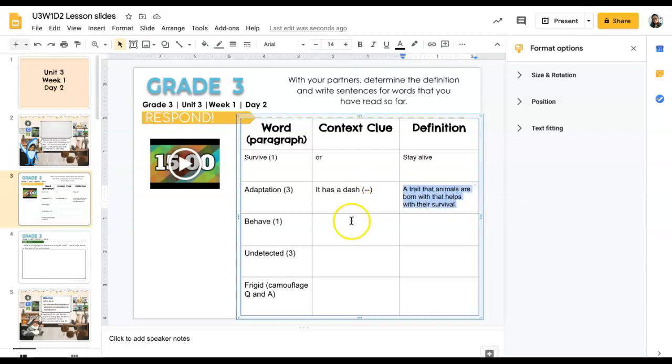Okay, your job is to go to paragraphs 1, 3, and the Q&A camouflage pictures on page 5, and fill out the rest of this packet. All right, good luck.